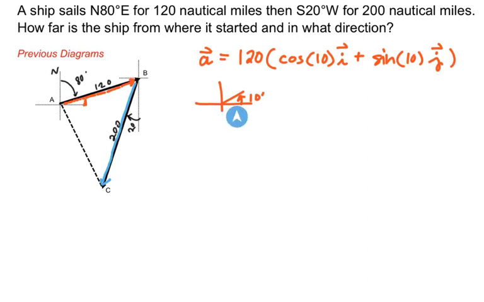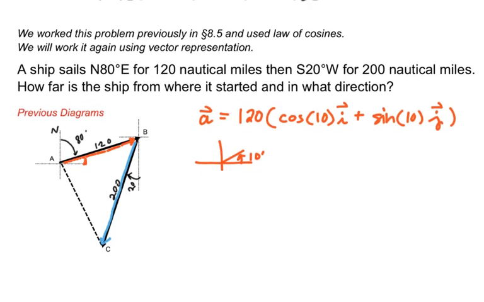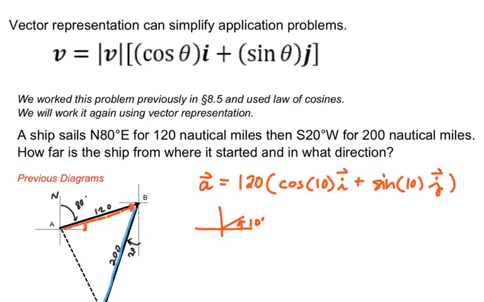That's the main trick: we need to think about the orientation in standard position from the positive x-axis, a counterclockwise rotation, the way we would travel on the unit circle. Now, let's go back and compare this to what we have up here. 120 is my magnitude, cosine 10 i plus sine 10 j.